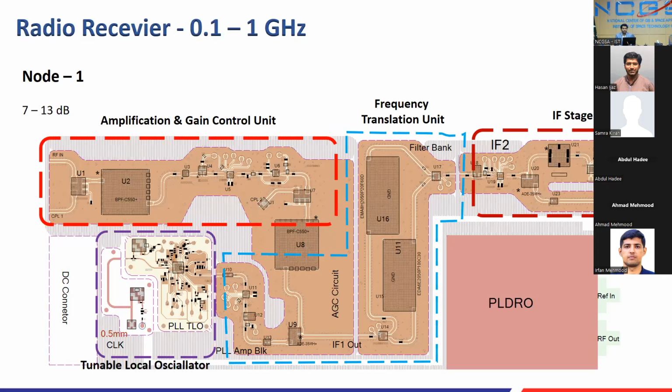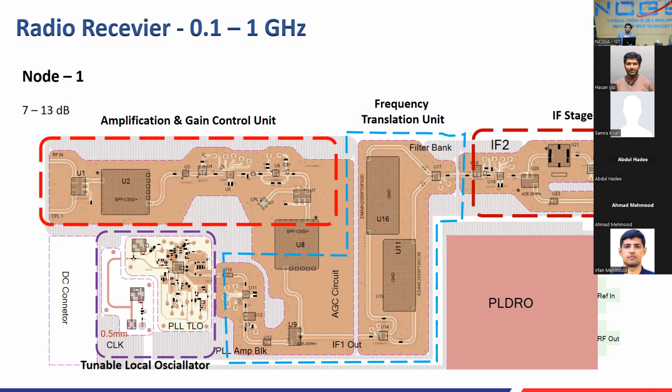Then just a small example of another product that I have been working on. This is a 0.1 to 1 gigahertz receiver, particularly for communication applications. You can see this is also a superheterodyne architecture. This is amplification and gain control. This is the frequency translation part where you translate 0.1 to 1 gigahertz to 250 megahertz. Then you mix it with 2 to 3 gigahertz frequencies. So then you have an IF stage.